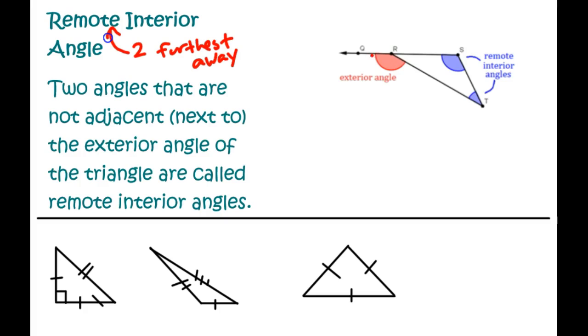So check it out. Here's an exterior angle in red. Which two are the furthest away? Well, they're here in blue. Boom, boom. Does everyone see how that works? If you have an outside angle, remote interior are the two farthest away. Okay? And we're going to have a theorem come out of this information, but you've got to first know what they are. So remote interior are the two angles furthest away from an outside angle. All right, I'll let you write those down, and then we're going to do some examples on the board, and then I'll let you work on your assignment.